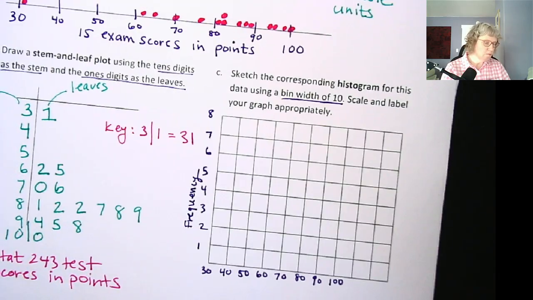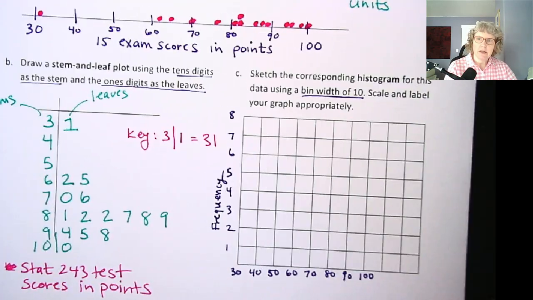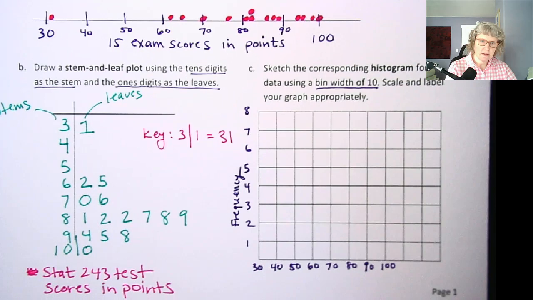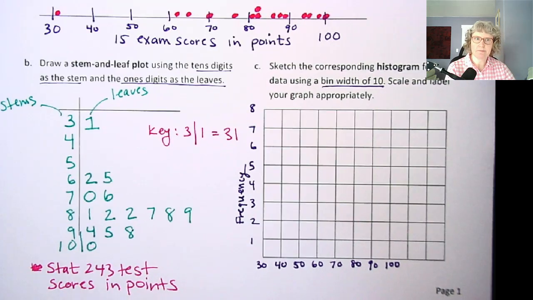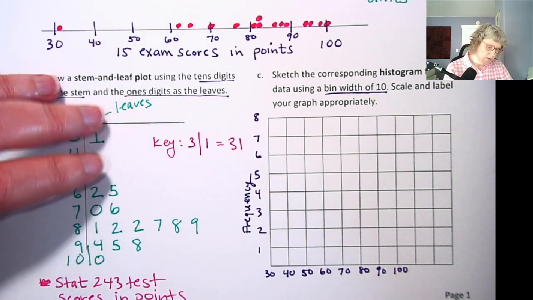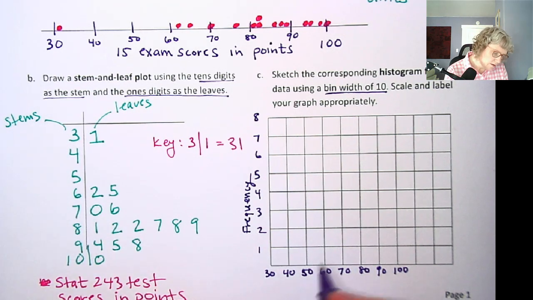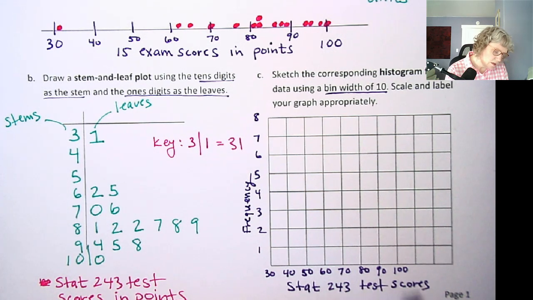That's my vertical axis. It's a count. It's how many of our subjects are in that bar. And then down here, I'm going to write Stat 243 test scores in points.